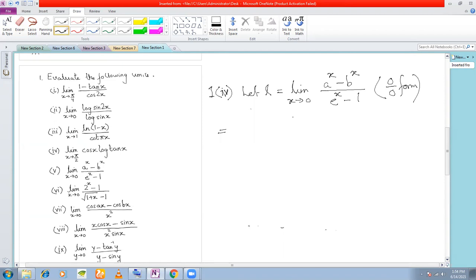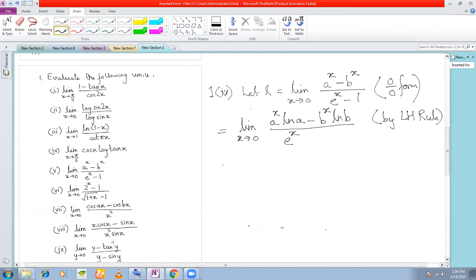So it is 0 by 0 form, right? Now from here, we are going to differentiate the numerator and denominator separately. So you have limit x tends to 0. Differentiation of a to the power of x is a to the power of x ln a. Differentiation of b to the power of x is b to the power of x ln b, divided by differentiation of e to the power of x, which is e to the power of x. This is by L'Hospital rule.